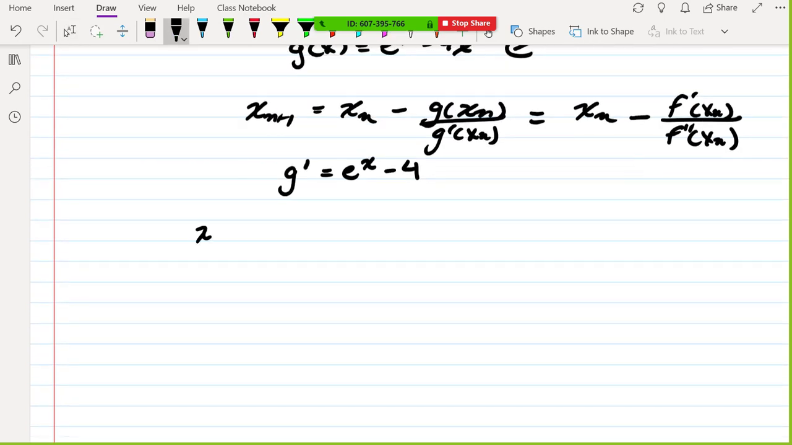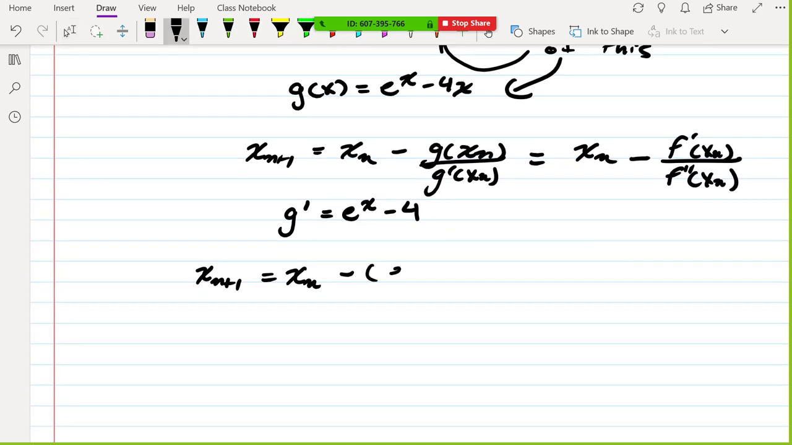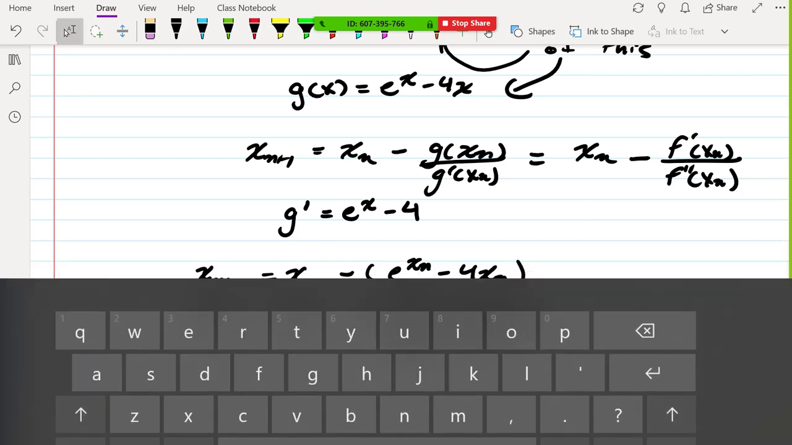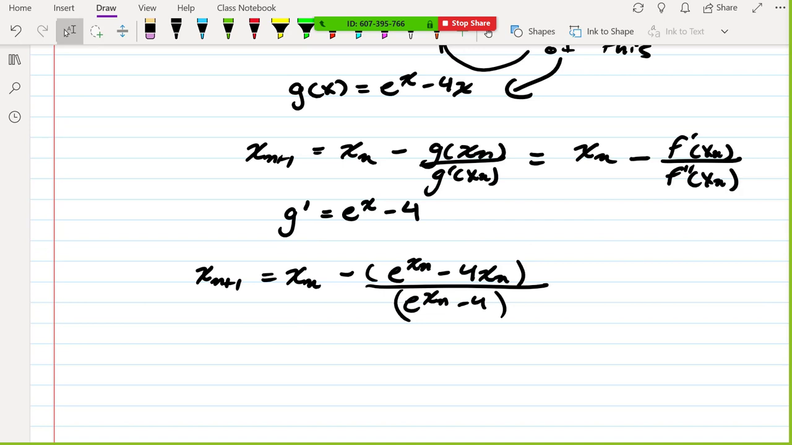So then our formula is going to be x sub n plus 1 is x sub n minus our g. So that's going to be e to the x sub n minus 4 x sub n, all divided by e to the x sub n minus 4. So now we need to guess a solution to this. So what would be a guess of a solution?